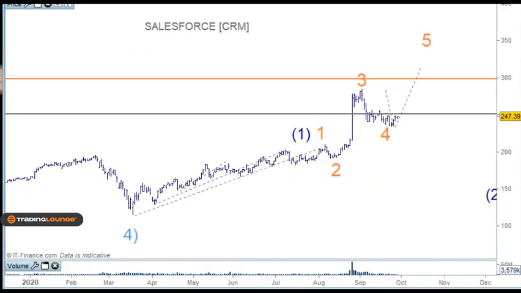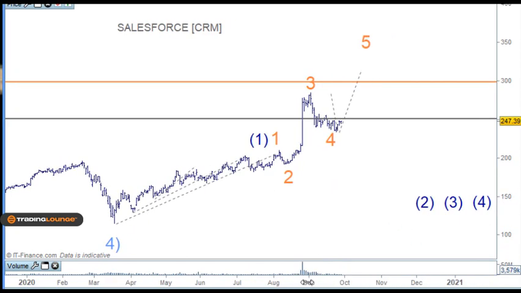Okay, let's move on. Okay, Salesforce. We all know Salesforce. Even if you don't use them, I don't use them, but they're definitely the sales force in their space.